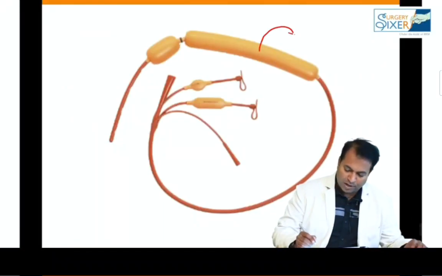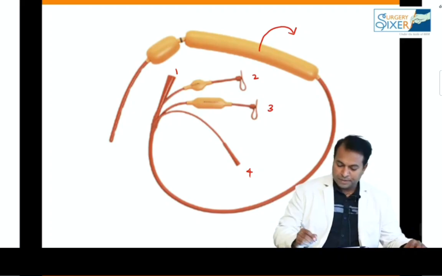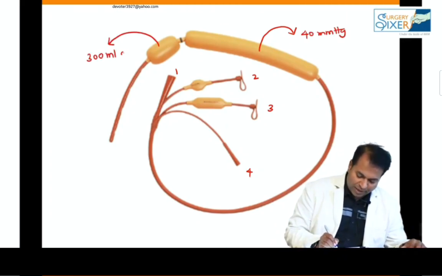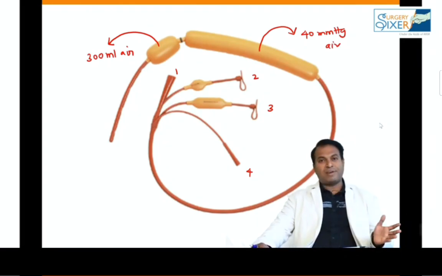So the second, Blakemore tube, modified tube, you can see 1, 2, 3, 4 lumens. This is the esophageal balloon which we inflate to 40 millimeters of mercury, and this is the gastric balloon, we inflate 300 ml of air. Both we are using air only now. We are not using normal saline now. For both inflations we use air nowadays.